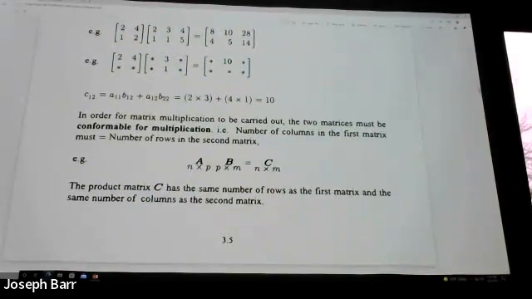And what's the order of C? If you cancel these two numbers, P here, finally you have N and M left. So this is a new order. This is the order of C. Okay?